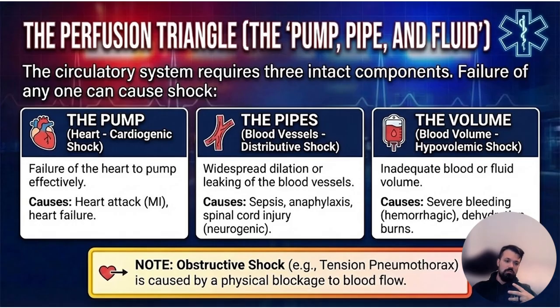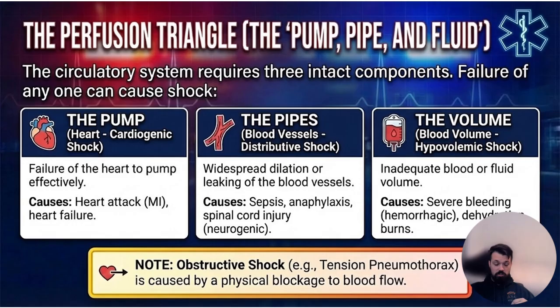Another cause of that could be sepsis. Sepsis is a very severe systemic infection of the body. You also have anaphylaxis and neurogenic shock. Those are the three main types of distributive shock. We'll talk more about that later on.